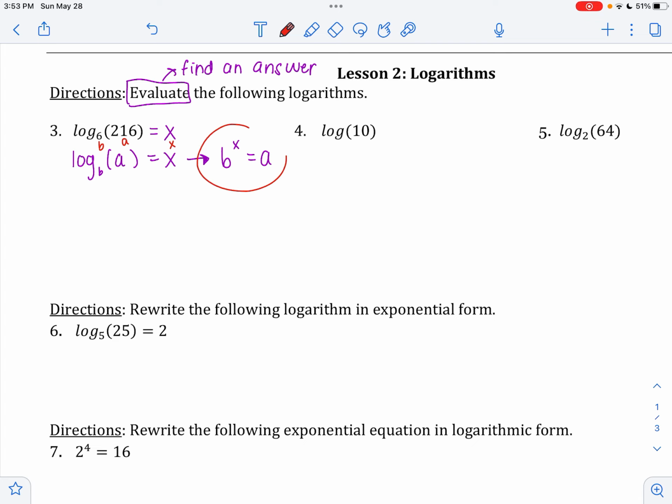So if we're following this formula, b to the x equals a, well, b is 6 raised to the x power equals a, which is 216. So it's saying 6 to what power is 216? And in your calculator, start multiplying 6. So we know that 6 times 6 is 36. 36 times 6 is 216. So how many 6s does it take to get to 216? 3.